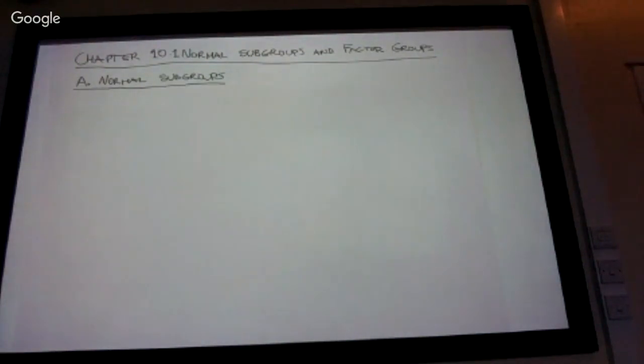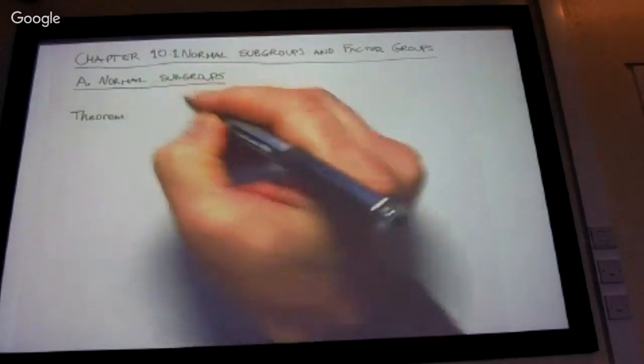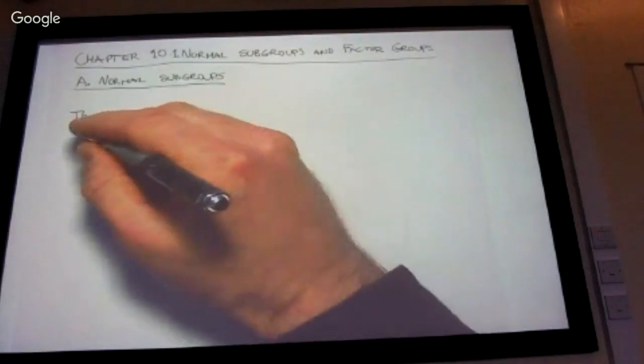For a little while, let's just look at what a normal subgroup is, and in a little bit it will become clear why a normal subgroup is an important thing. But you have to have some patience, because before we get to actually saying what they're good for, we need to have a look at what they are. So the definition. But I won't start with a definition. I will start with a theorem. I'll do it slightly differently to what the book does. So I'll start with theorem 10.3.